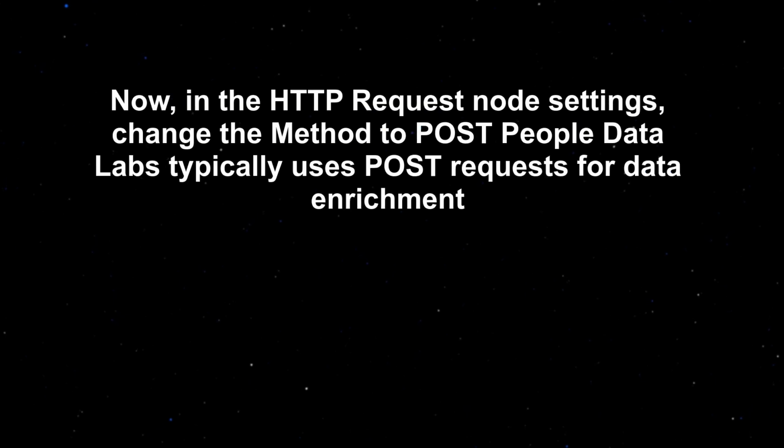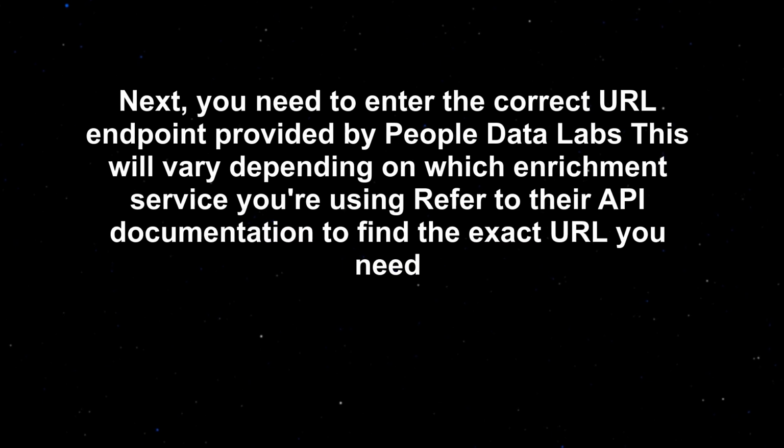Now, in the HTTP request node settings, change the method to POST. People Data Labs typically uses POST requests for data enrichment. Next, you need to enter the correct URL endpoint provided by People Data Labs. This will vary depending on which enrichment service you're using. Refer to their API documentation to find the exact URL you need.